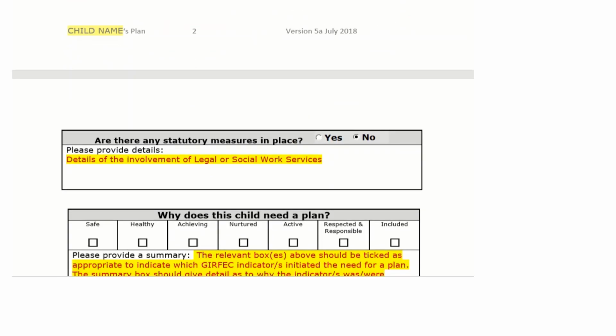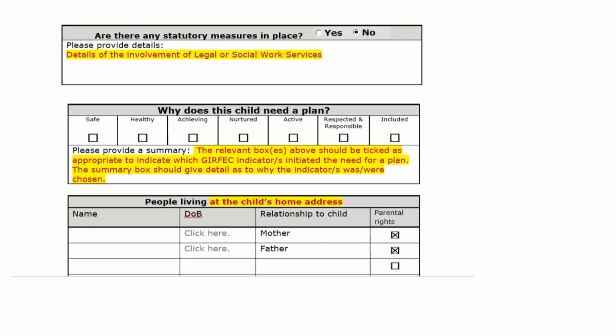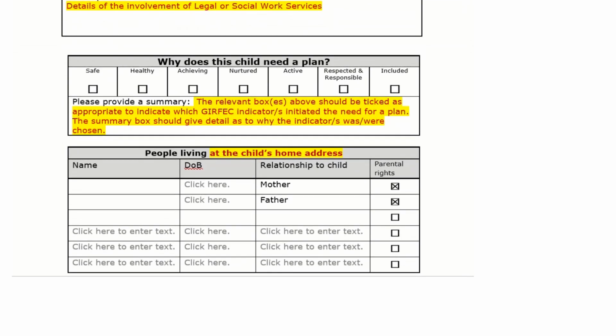So statutory measures are all about, so you can have a social work supervision order, that's a statutory order that's in place, or there can be legal statutory orders in place with the family if there's any protection orders or any other type of legal order. So is there an order in place? If no, then nothing goes in here. If yes, then they have to say the type of order that is in place and perhaps why it got put in place. Why does the child need a plan?